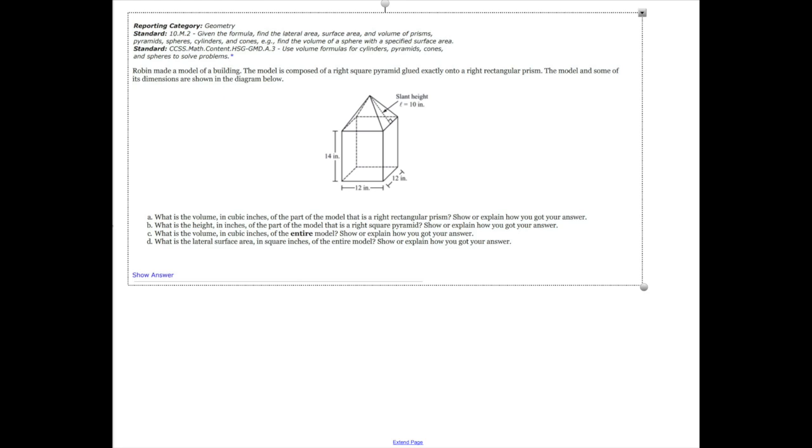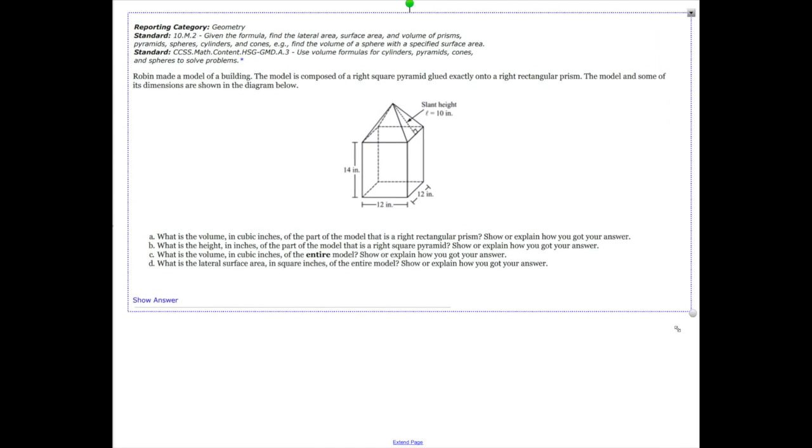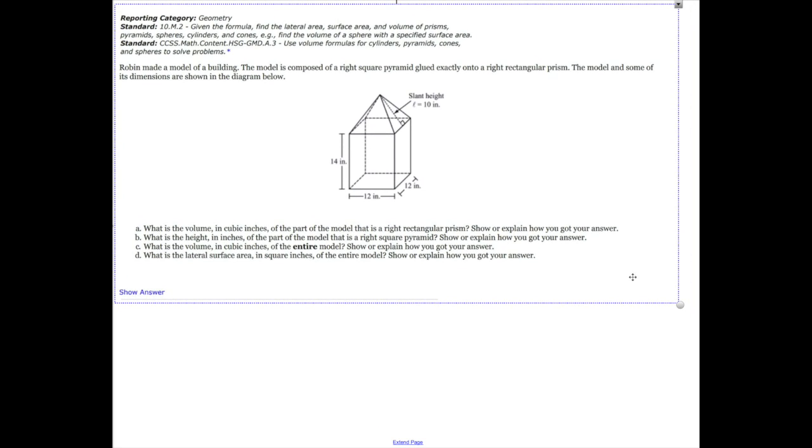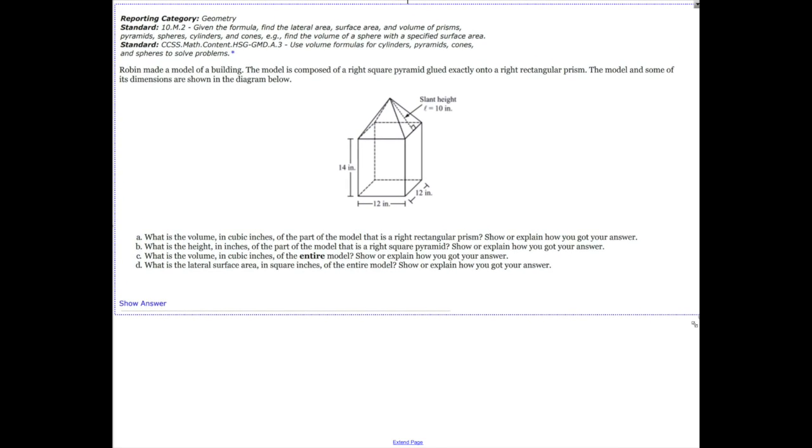All right, so last one for us to do, and this one is related to an MCAS question. As you can see, this is a composite figure. Robin made a model of a building. The model is composed of a right square pyramid glued exactly onto a right rectangular prism. The model and some of its dimensions are shown in the diagram below. Take note of what they're giving you here for the purposes of this problem.